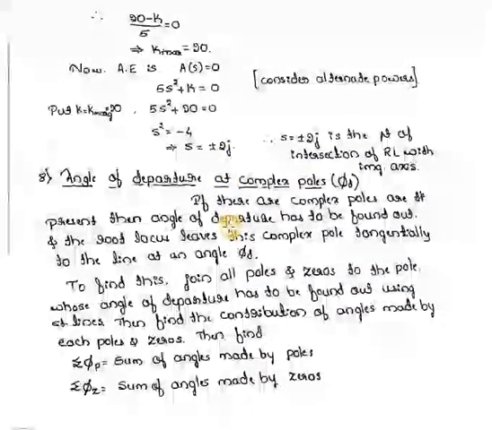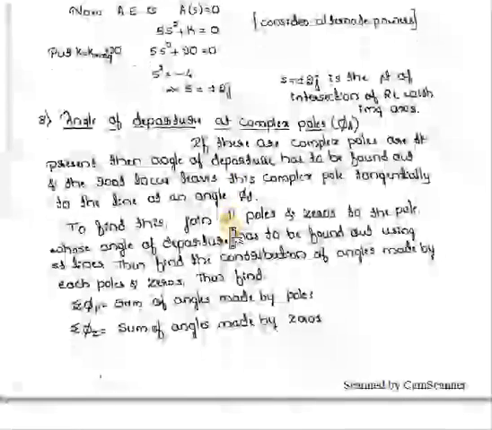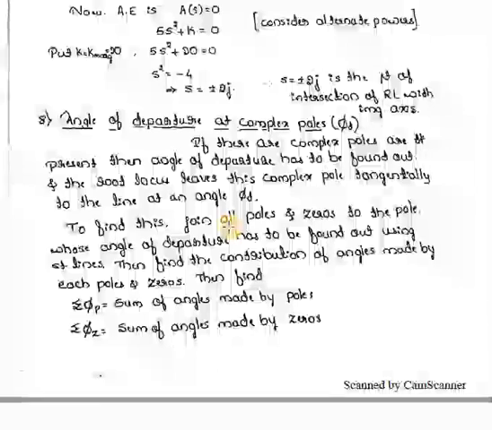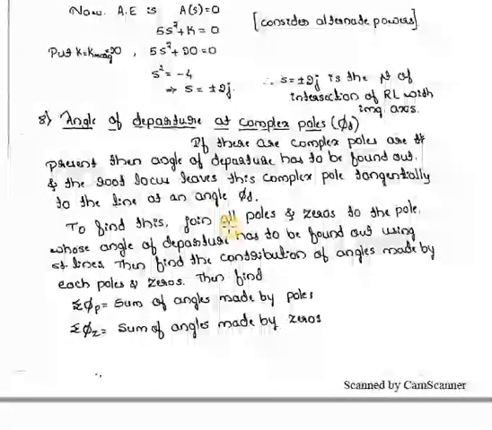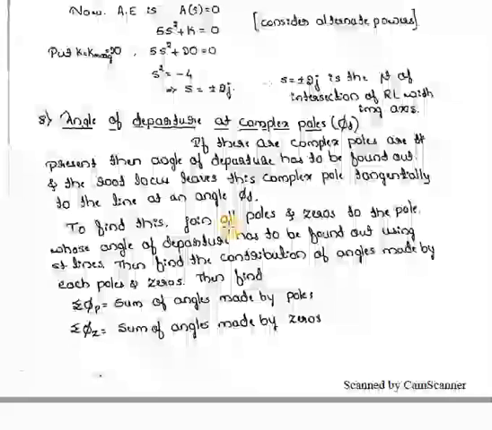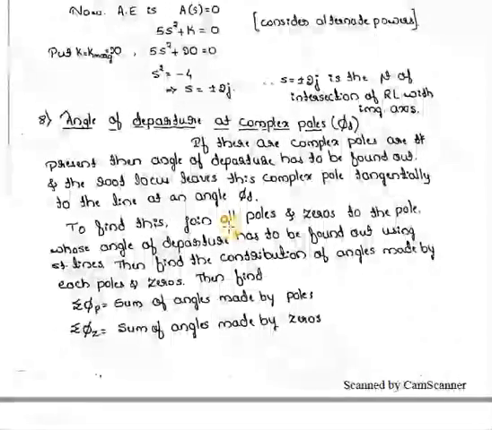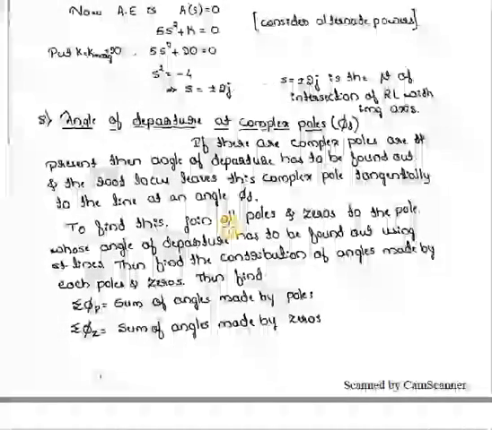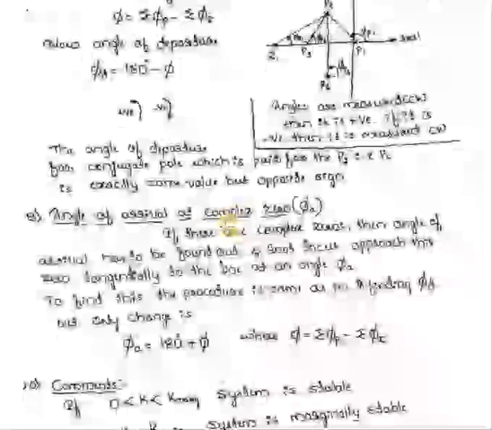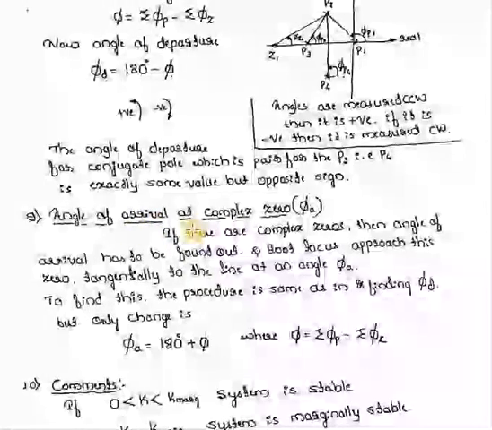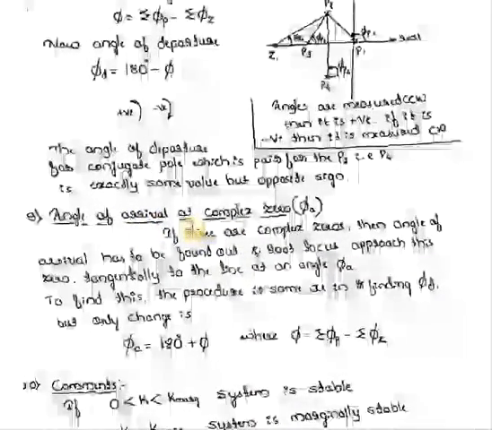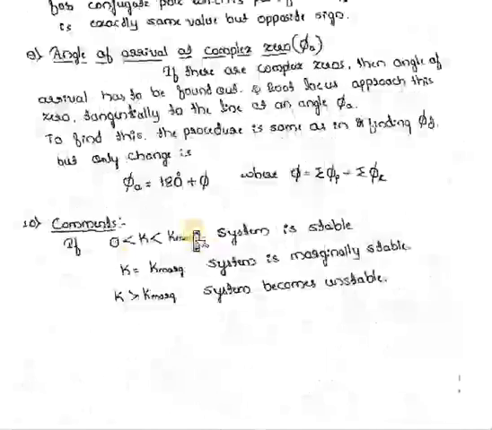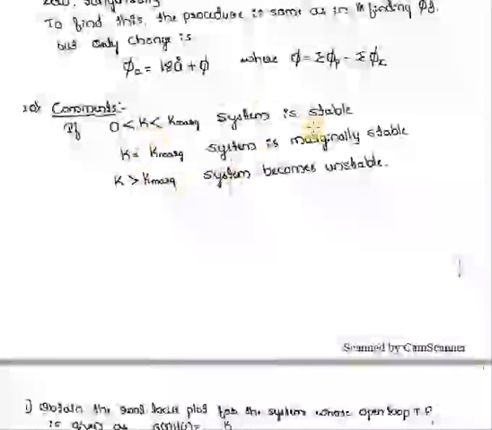Remember, these 8th and 9th steps you have to use only if the poles or zeros you found in the very first step are complex terms. Only then you go with the angle of departure if the poles are complex. If the zeros are complex, then you go with the angle of arrival. Otherwise, we can directly skip the 8th and 9th steps. Then you need to plot the root locus. After that, you have to write the comment based on the k value.